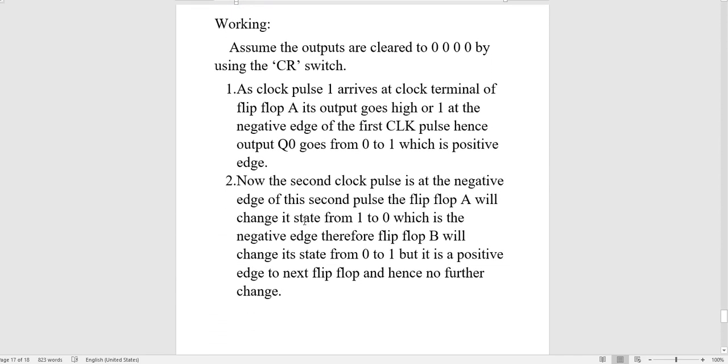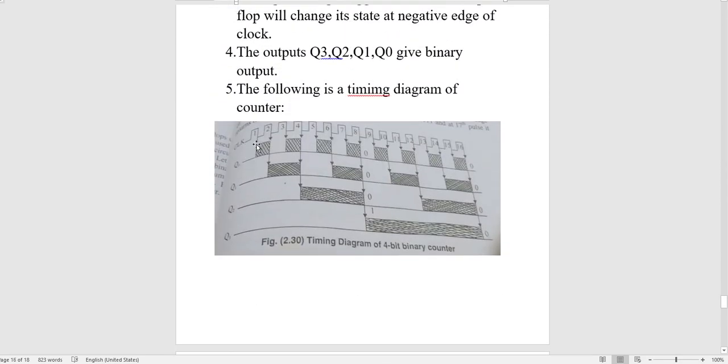Here I have given the working, you can read it later. Now I will explain, just see here. As clock 1 arrives at the clock terminal of flip-flop A, it goes to output high, or 1, at the negative edge of the first clock pulse. Hence your output Q0 will go from 0 to 1, which is the positive end.